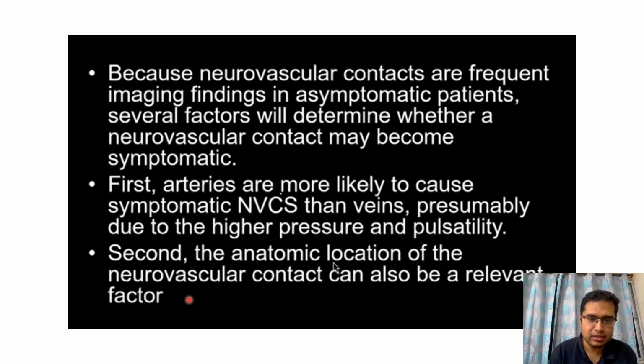Two important factors: one, arteries are more likely to cause symptomatic neurovascular compression syndrome than veins. Why? Because of high pressure and pulsatility. Secondly, the anatomic location of the neurovascular conflict. That is why the concept of the transition zone is very, very important and has to be remembered in all cases while reporting cranial nerve anomalies or patients with trigeminal neuralgia, because the neurovascular conflict at the transition zone is what is very important to lead to symptoms in the patient.